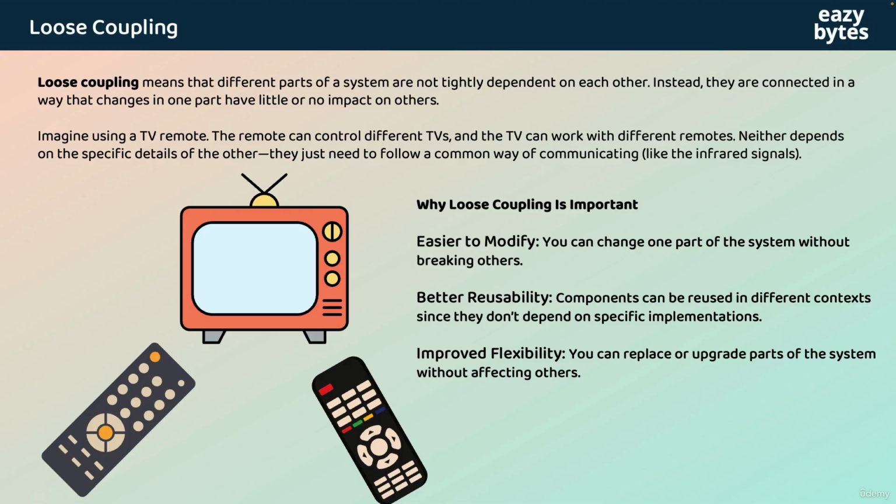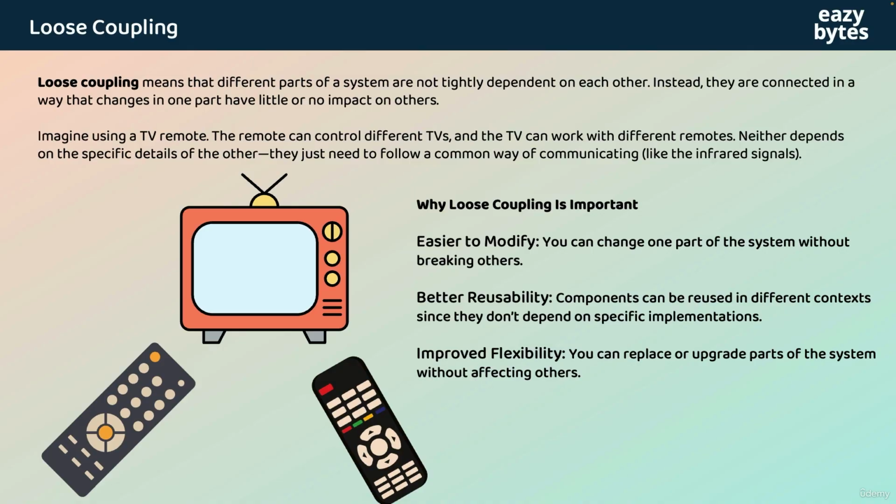I have one real life example as well to explain loose coupling in a better manner. Loose coupling is a very important jargon. As a web developer, you need to be aware of this. In simple language, loose coupling means that different parts of a system are not tightly dependent on each other. Instead, they are connected in a way that changes in one component have little or no impact on the other component.